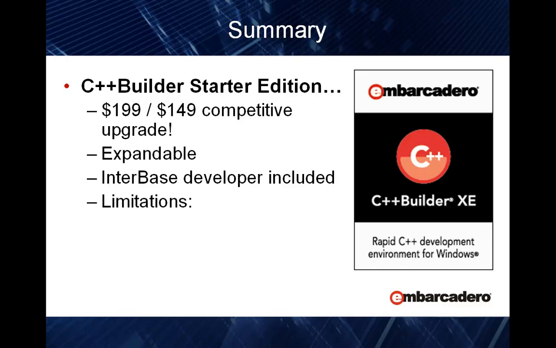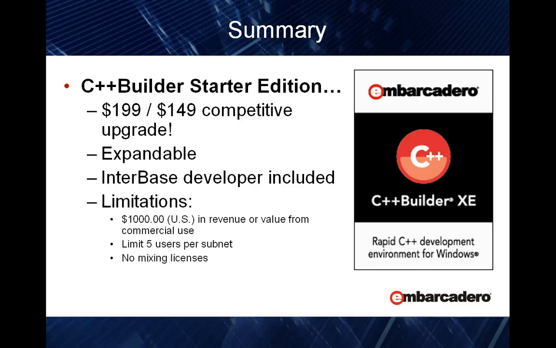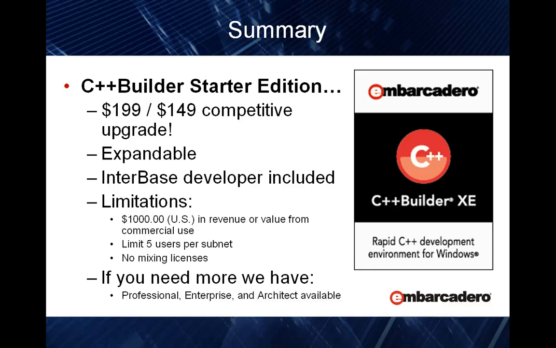Now there are some limitations with the Starter Edition. C++ Starter Edition has a $1,000 US total revenue limit for the company and the product that you create using the Starter Edition. It has a limit of 5 users per subnet. That means that only 5 Starter Editions can be on the same network. There is no mixing of licenses. This means that you cannot have C++ Starter Edition and Delphi Starter Edition on the same box. If you want to run that way, you have to run one of them in a virtual machine. It also means that you can have Delphi Architect running on a machine and run C++ Builder Starter Edition on that same machine. If you need more than what's available in Starter Edition, we have awesome functionality available in Professional, Enterprise, and Architect.